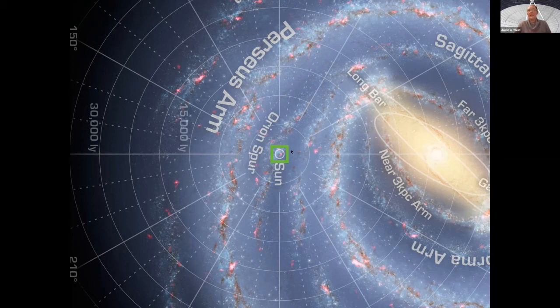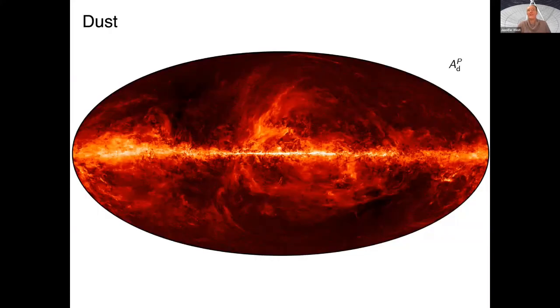So if we take that 3-dimensional map and we look at it on the sky, it looks like this. And so we can now see what the dust looks like, and it's coincident with these features that we see in radio, and we can measure the distance to these features very carefully using the distance to stars.